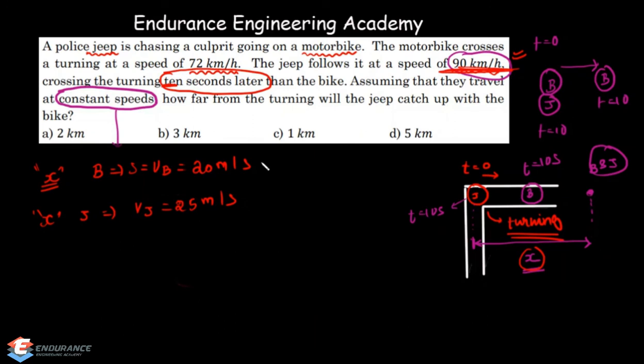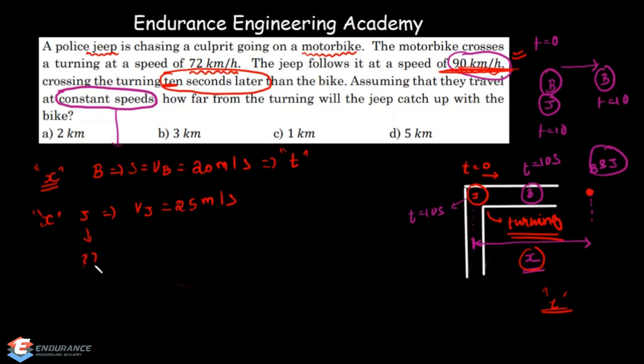So obviously, the time taken. Let us assume that for bike it is taking t seconds to reach this particular point. Bike is taking t seconds to travel x distance.